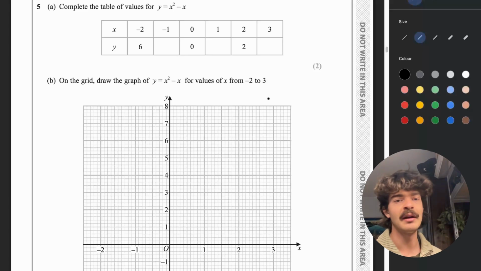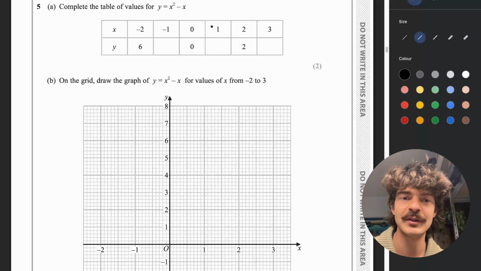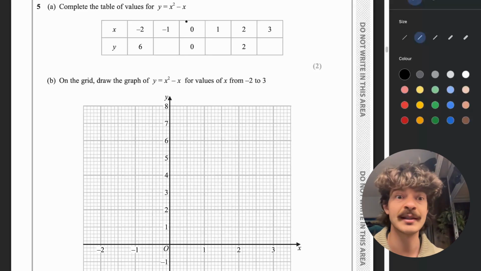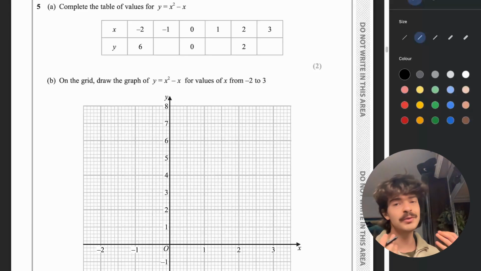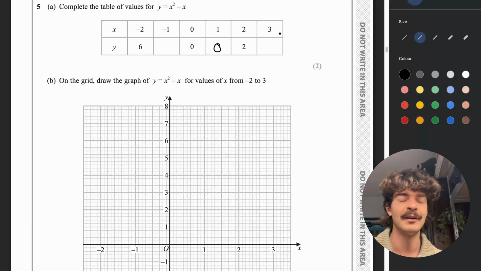Complete the table of values for y equals x squared minus x. Awesome. So here we're just going to be substituting in the x values into x squared minus x, and seeing what y coordinate we get out. Remember, all equations are just machines. You're passing in x values and getting out y values. So here, 1 squared minus 1. Oh, well, that's going to give us 0. Nice. 3 squared minus 3. 3 squared is 9. Minus 3 is going to be 6.